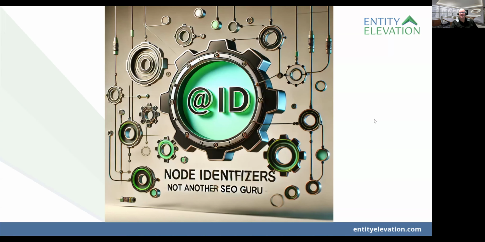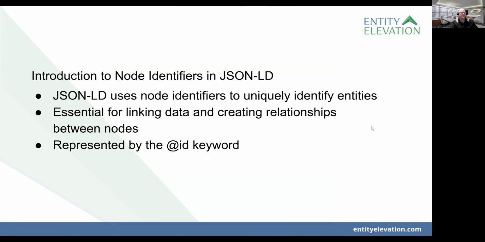So today we are going to dive into an essential aspect of JSON-LD, which is called node identifiers. These are crucial for creating effective schema markup that search engines love. Node identifiers in JSON-LD serve as unique tags for entities in your structured data. Think of them as digital name tags that help search engines recognize and connect different pieces of information across your website or even between different websites.